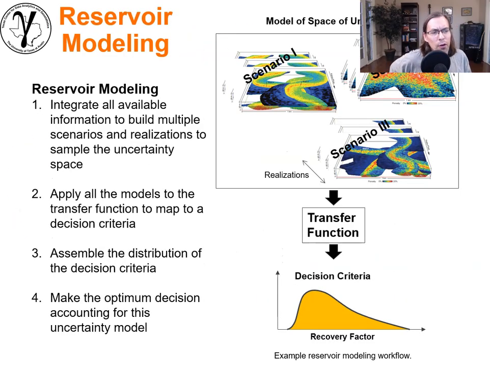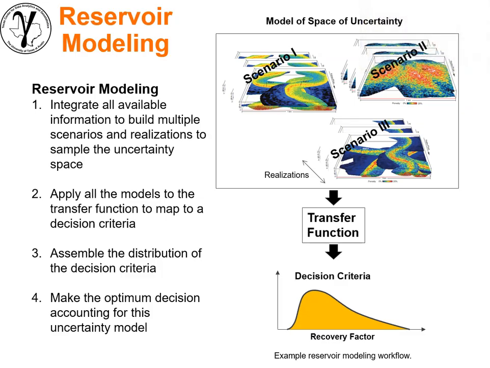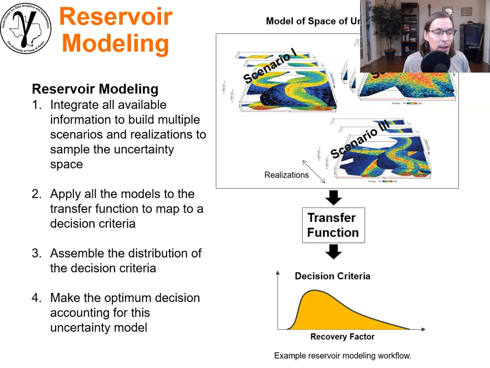Now, the general workflow, if we're going to build these uncertainty models, is that we integrate all available information into multiple scenarios and realizations, and we'll say that has described the uncertainty, the multiple models. Then we can apply the models to a transfer function that gets us to a decision criterion. This decision criterion could also include multiple criteria, but it's going to provide you with something closer to, say, dollars. Recovery factor is a good one.